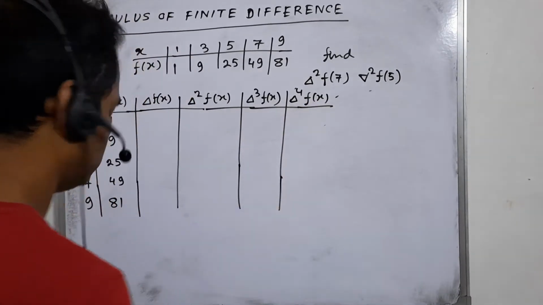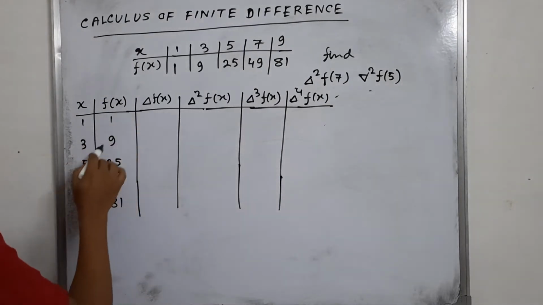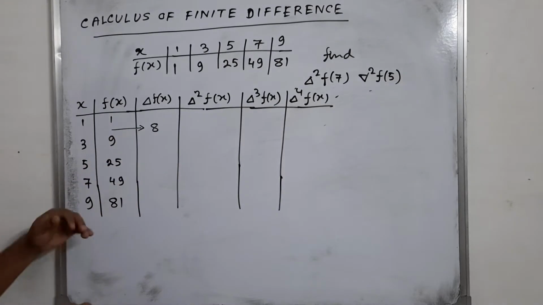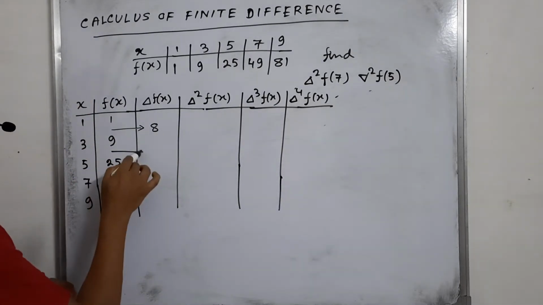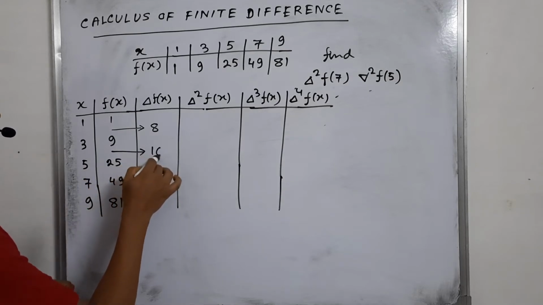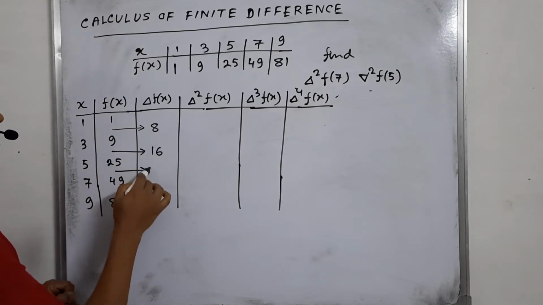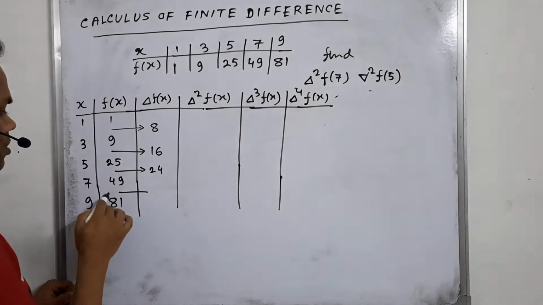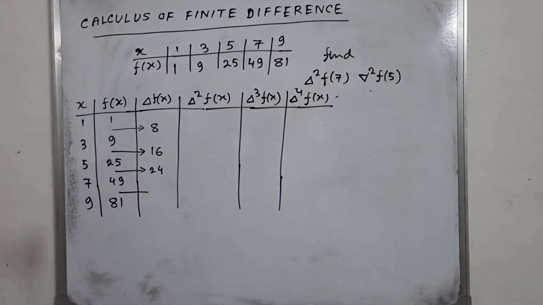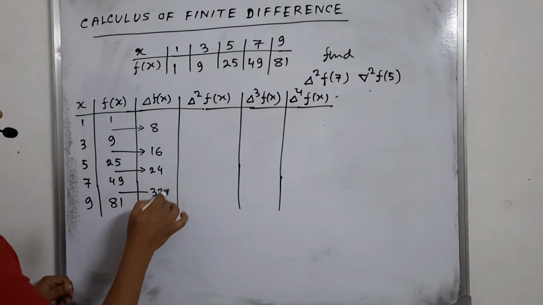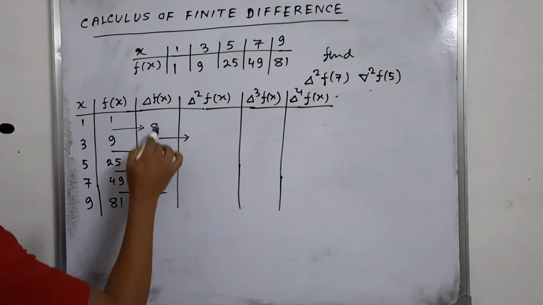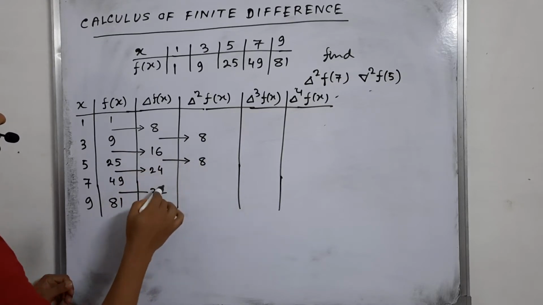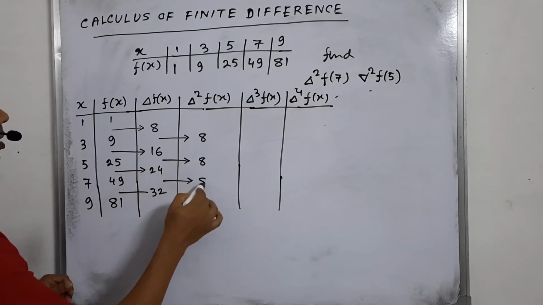Now you see that delta f(x), the difference of 9 and 1, is equal to 8, or 9 minus 1, second minus first. The difference 25 minus 9 is 16. The difference 49 minus 25 is 24. And the difference 81 minus 49 is 32. And the difference of these two, 16 minus 8, is 8. The difference 24 minus 16 is equal to 8. Subtraction of 32 minus 24 is 8.